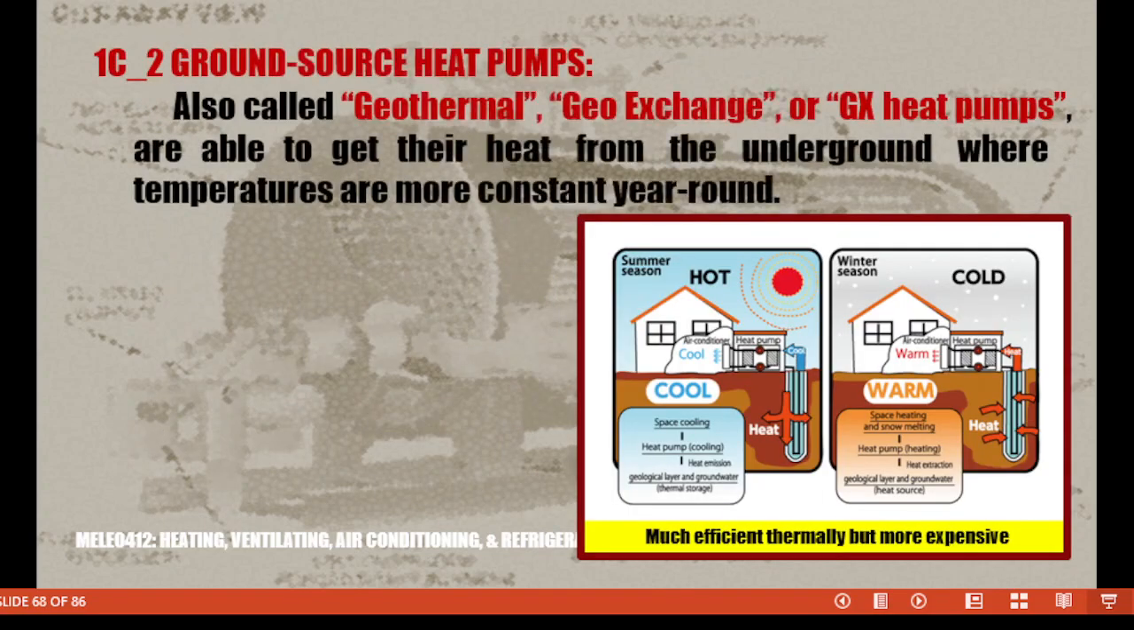So, yung ground source heat pumps naman are also known as what we call geothermal, geo-exchange, or GX heat pumps. So, kinukuha nila yung heat coming from the ground or underground where temperatures are considered to be constant year-round, unlike in the case of atmospheric air.